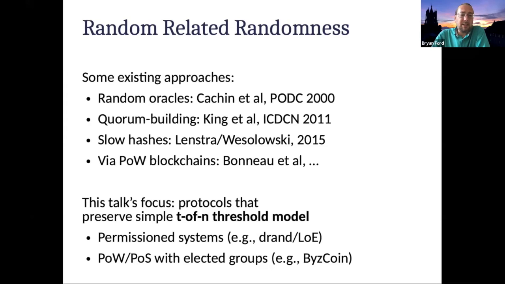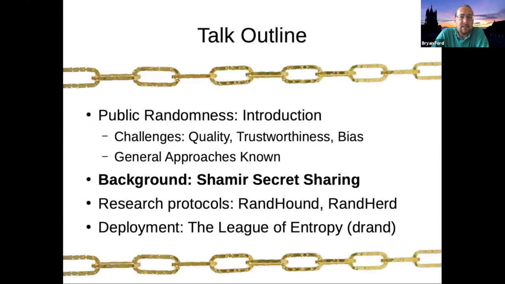How do you know if T nodes are colluding? Can you hold them accountable? I won't be trying to solve that problem. But so the upshot is the solution space we'll be talking about applies to this T of N threshold security model. Okay, so that's the basic background.